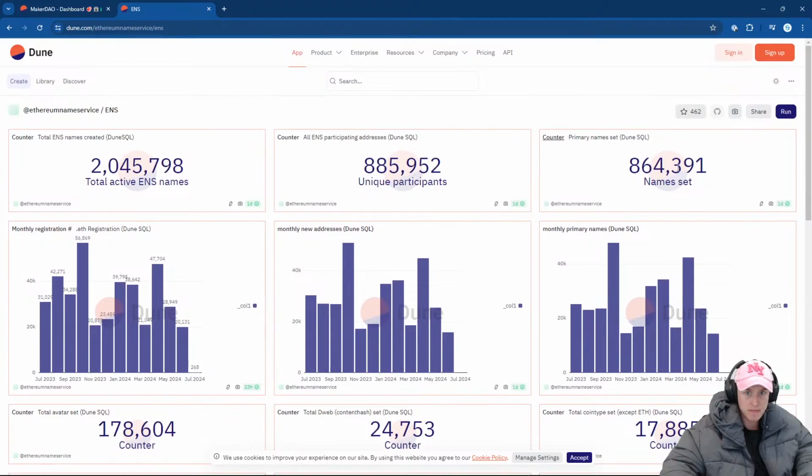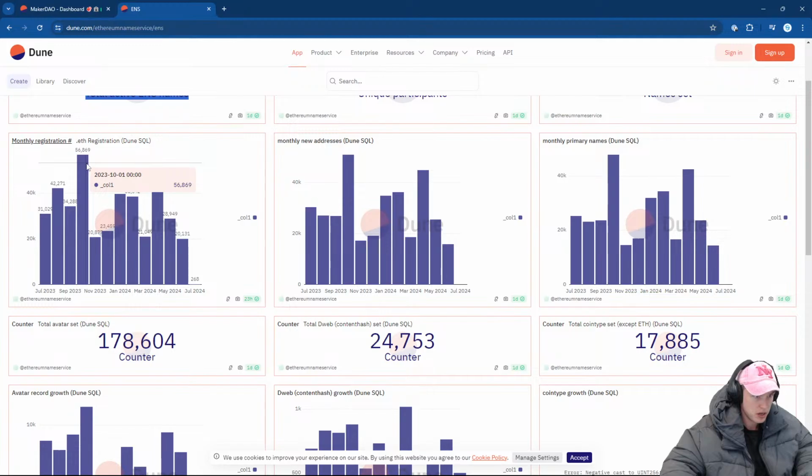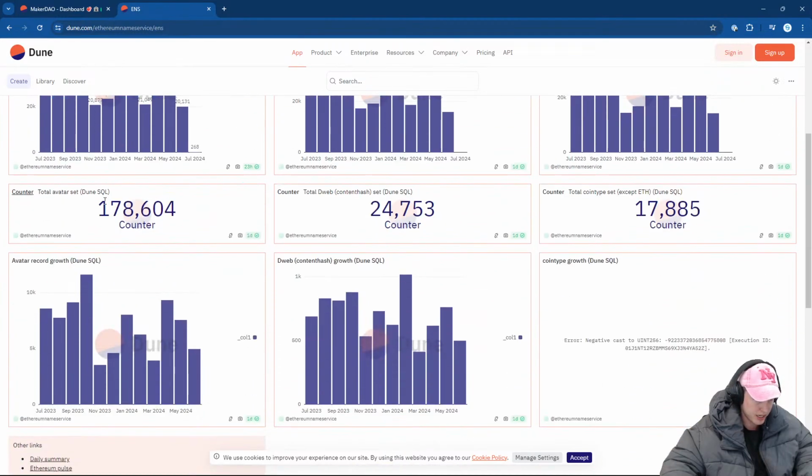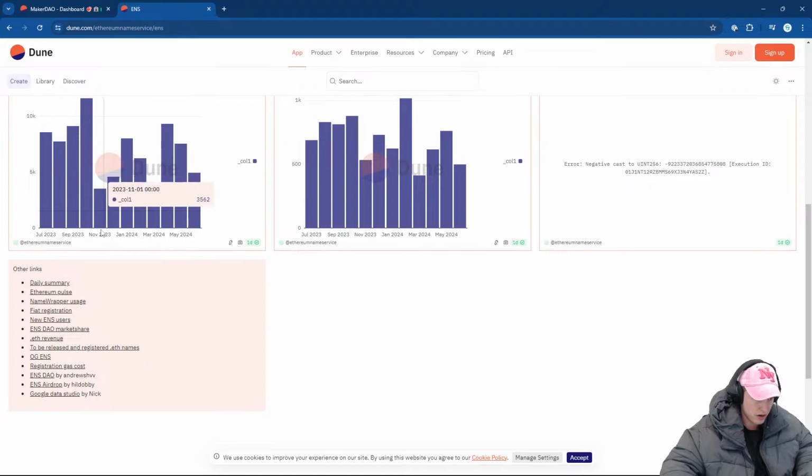Monthly primary names. So there's been 800,000 names, 2 million total names. So monthly registration, this should be, okay, that's going down at the moment. Monthly primary name. So the peak rates are in March. Peaks are all in March. I'm ignoring prior market. March, March, March, top of the altcoin market. Avatar record growth, daily summary, ENS users down, market share, ENS down.